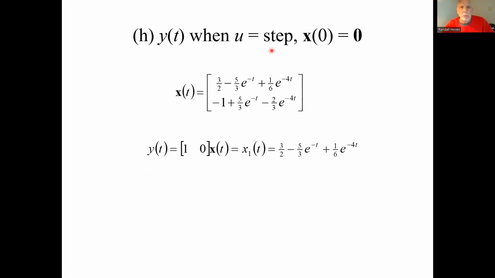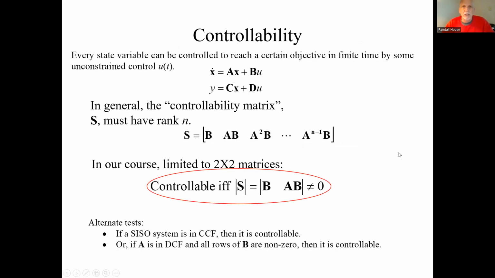And then what is the output under those same conditions? Well, that's easy. We already have the X. Y is just basically the top row of X. And we're done with that example. Next up, controllability and observability.